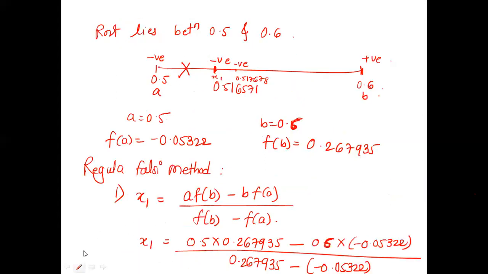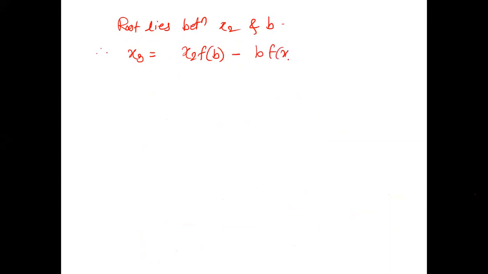So again the root shifted. A is shifted here to x2. So the next root lies between x2 and b. Write that. Root lies between x2 and b. Therefore, right, the next approximation x3 is x2 f of b minus b f of x2 upon f of b minus f of x2.